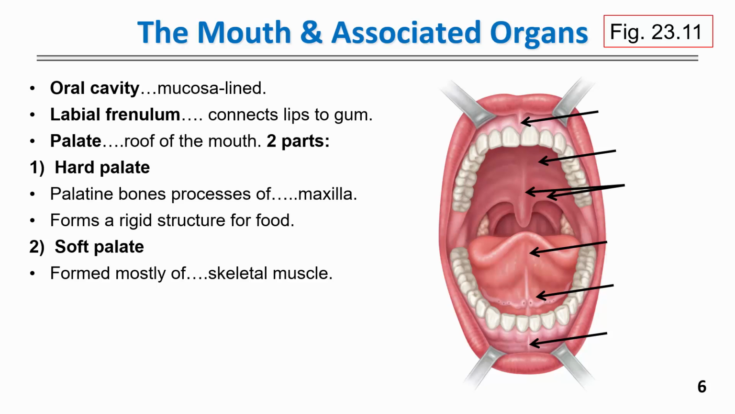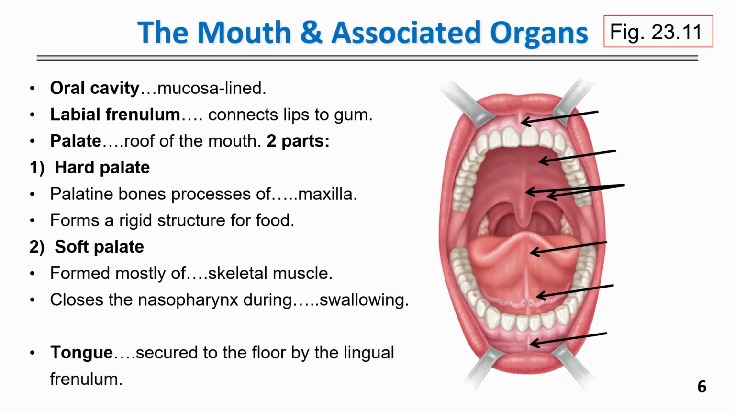The second part of the palate is the soft palate, and as the term suggests, is made up of soft tissue, in this case, skeletal muscle, and this muscle will rise in a superior direction and close off the nasopharynx, which is the continuous hollow cavity from the nasal cavity into the posterior portion where it becomes continuous with the pharynx and the oropharynx. And so this ensures that during swallowing, food will move in an inferior manner that will eventually find its way to the esophagus. And the tongue is secured to the floor of the oral cavity by what's called the lingual frenulum.